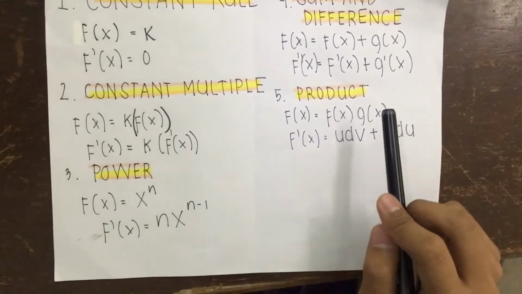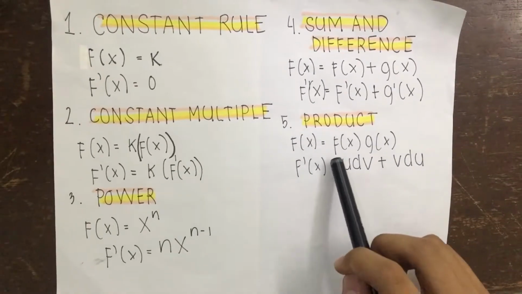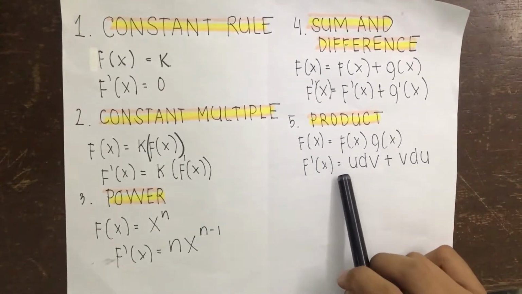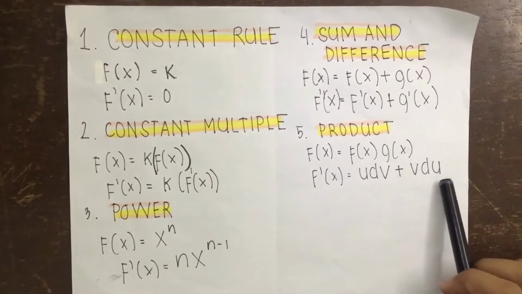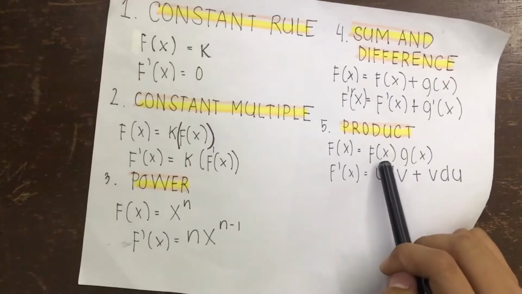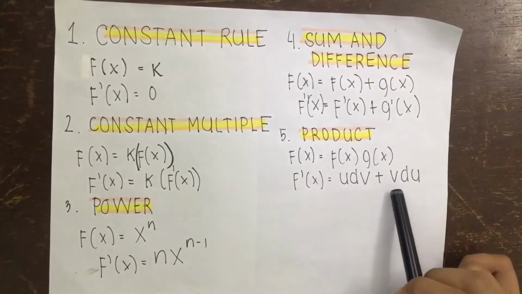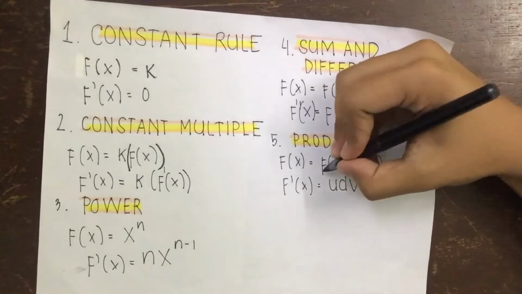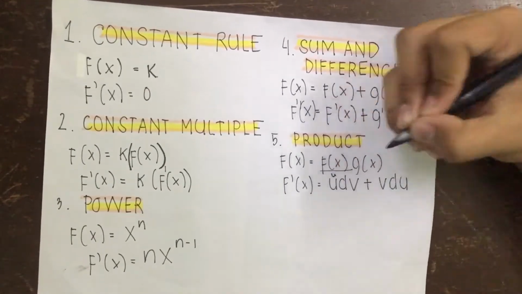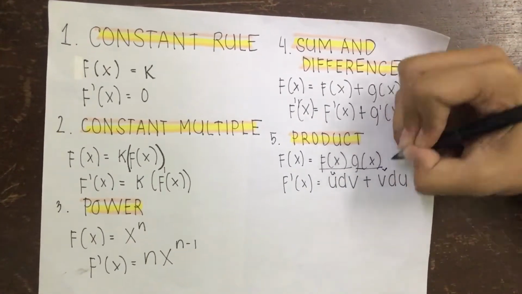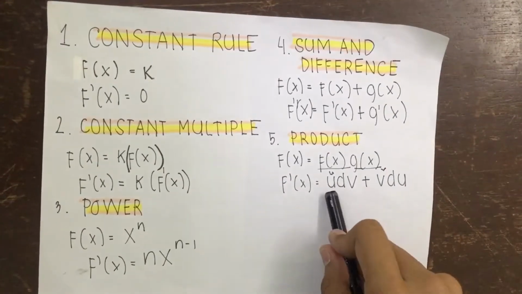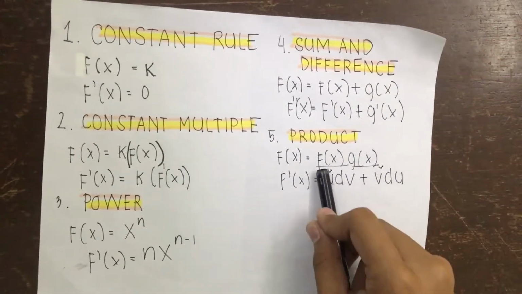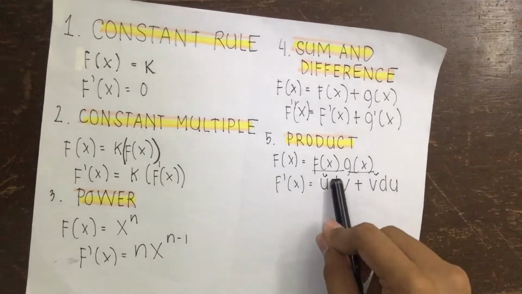Next rule is the product rule. If you have a function equal to f of x times g of x, then f prime of x is equal to u dv plus v du, where u is equal to the first function and v is equal to the second function. We'll just label this first function equal to u and the second function as v, and then u times the derivative of v plus v times the derivative of u.